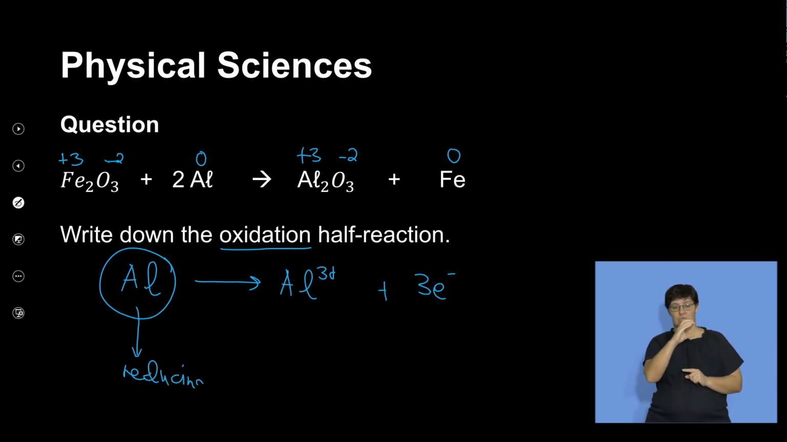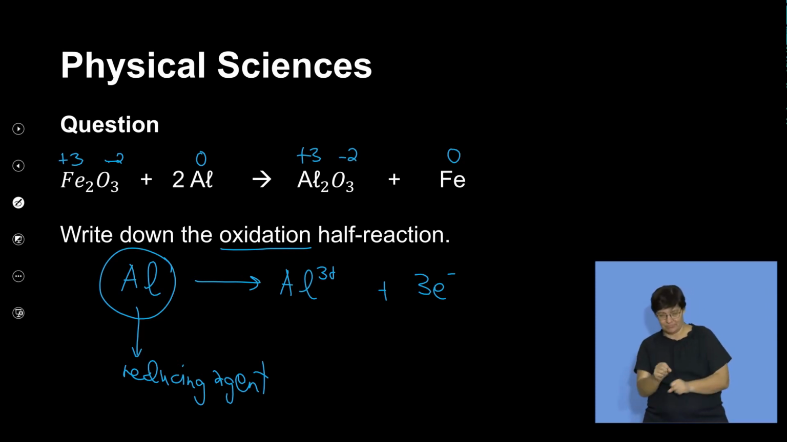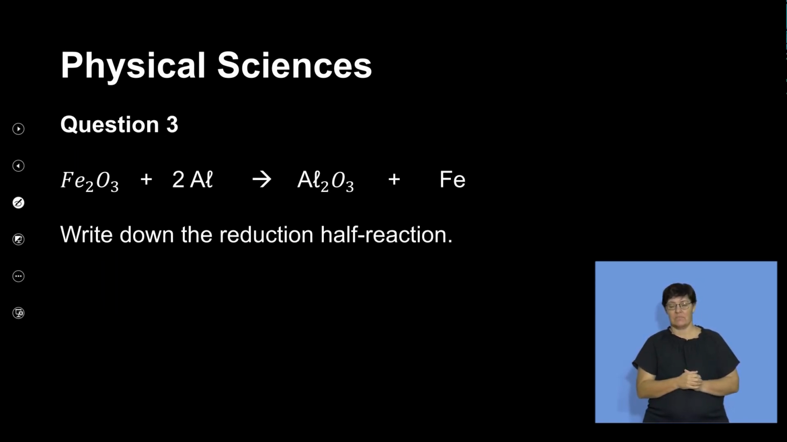So in other words, we are saying aluminium is a stronger reducing agent, okay? Because what aluminium has done here, it has displaced iron in the oxide, okay? So we are saying aluminium is a stronger reducing agent. So that's straightforward, right? Okay, and then write down the reduction half reaction.